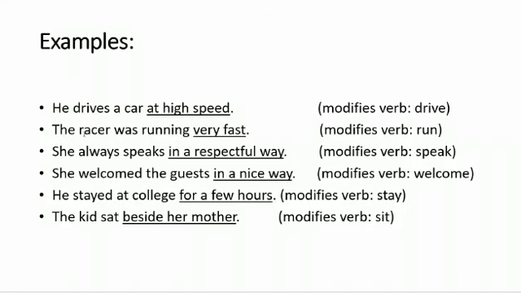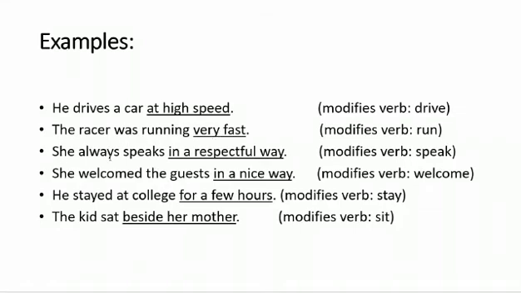Now, look at example number two. The racer was running very fast. Now, very fast is describing verb running, therefore, it is an adverb phrase. If you simply write that the racer was running fast, so fast will become an adverb. It will not be ascertained as adverb phrase. For a phrase, we should have more than one word together.